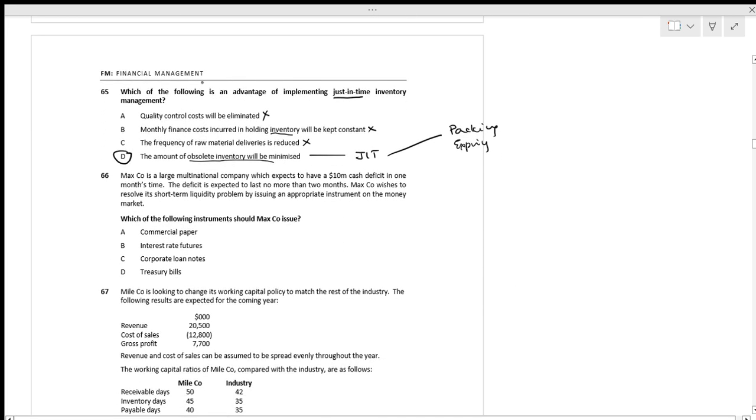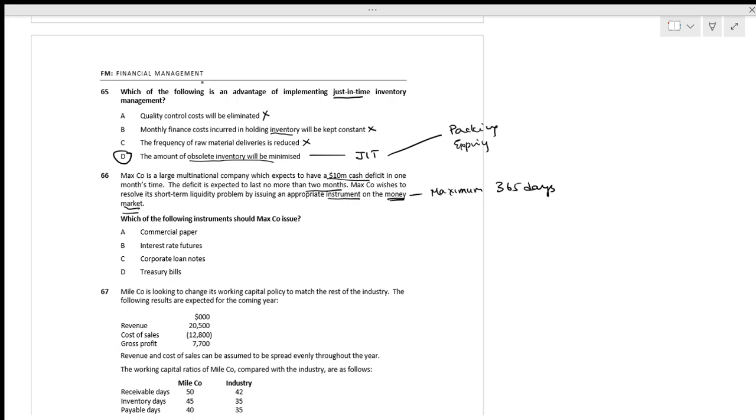Max company is a multinational company which expects to have a 10 million cash deficit in one month's time. The deficit is expected to last no more than 2 months. Max wishes to resolve the short-term problem by issuing an appropriate instrument on the money market. You have to remember what we have done in the previous session. Money market instruments are the instruments which have a maximum duration of 365 days, less than 1 year. Now we have to identify which are going to be less than 1 year and which are going to be more than 1 year.